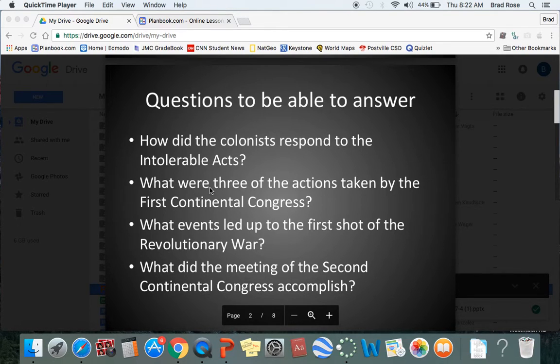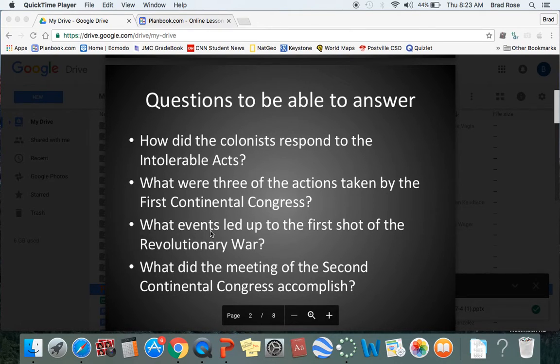Second question, what were three of the actions taken by the First Continental Congress? So look for the First Continental Congress. What were three things that they were able to achieve, or three things that they did as a response of meeting at the First Continental Congress?